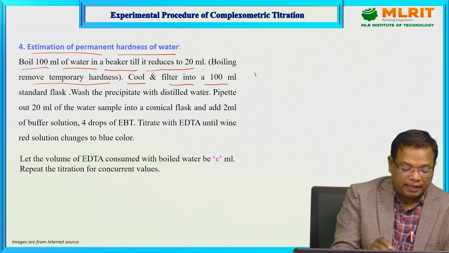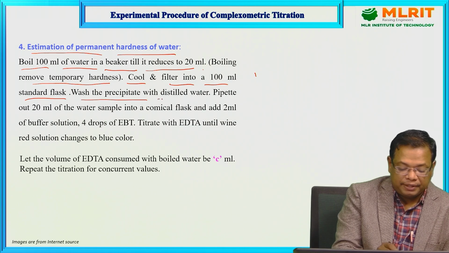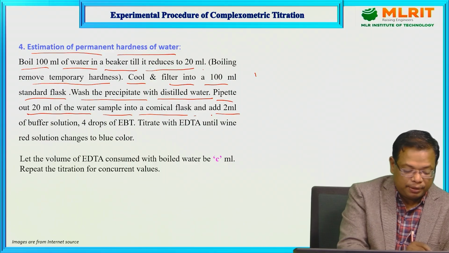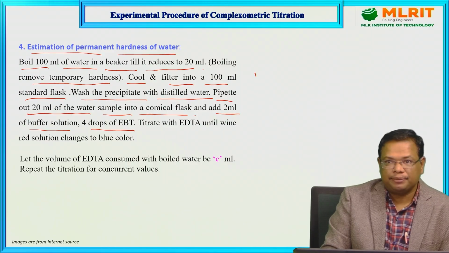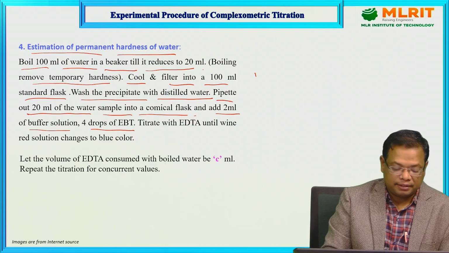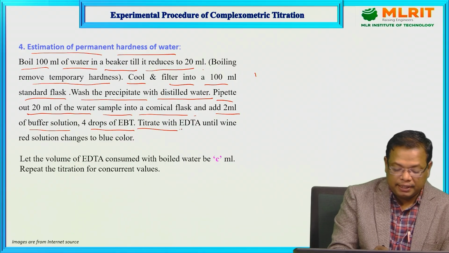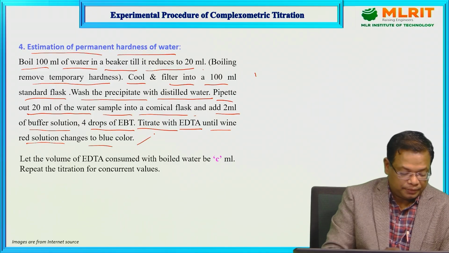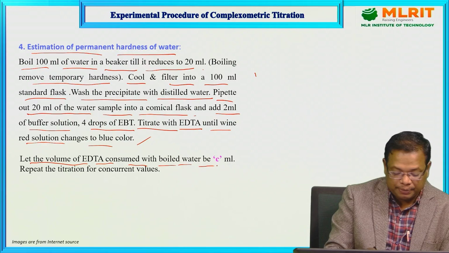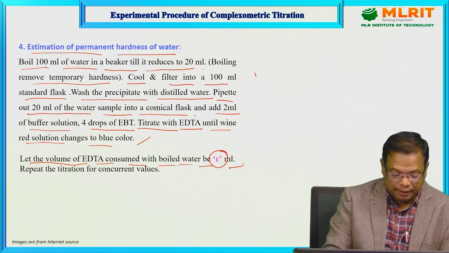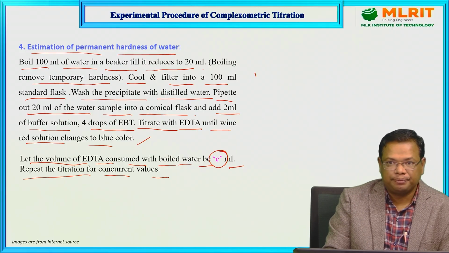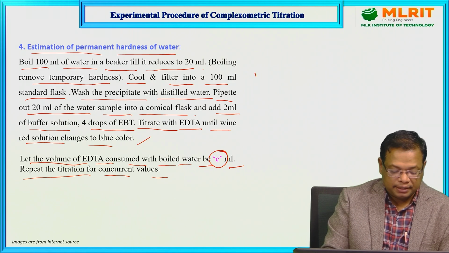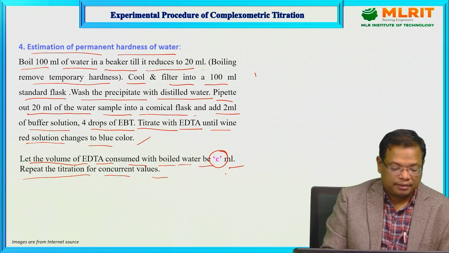Cool and filter into a 100 mL standard flask. Wash the precipitate with distilled water. Take 20 mL of the water sample into a conical flask and add 2 mL of the buffer solution and 4 drops of the indicator. Again, the same titration will be repeated. Titrate with EDTA solution until the wine red solution changes to blue color. Let the volume of the EDTA consumed with the boiled water be C mL. Repeat the titration for concurrent values. We have to go for 3 titrations for concurrent readings. This is the procedure, and we move on.